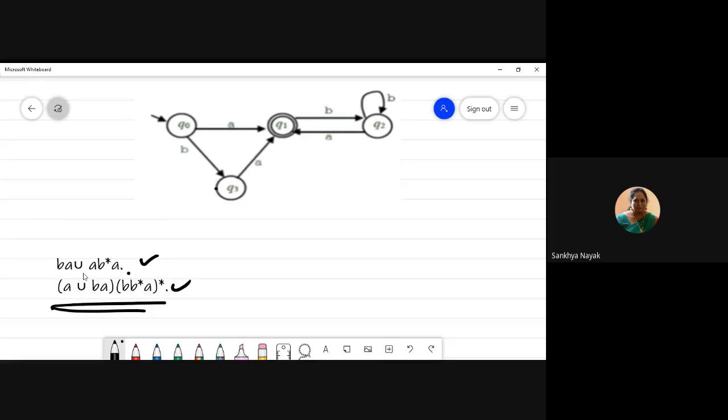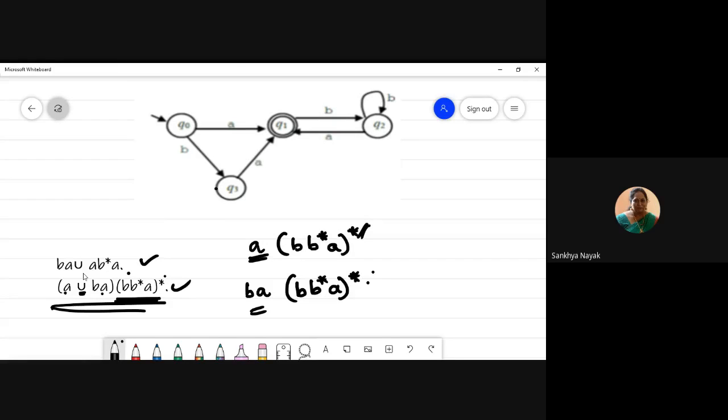First understand the meaning. It says (A union BA)*, which means the starting can be A or it can be BA. Union means or, A or B. After that, this is a star, so you may or may not have it. Anyway, let me write it. After that, it has to follow this pattern. So I can have this or I can have this.